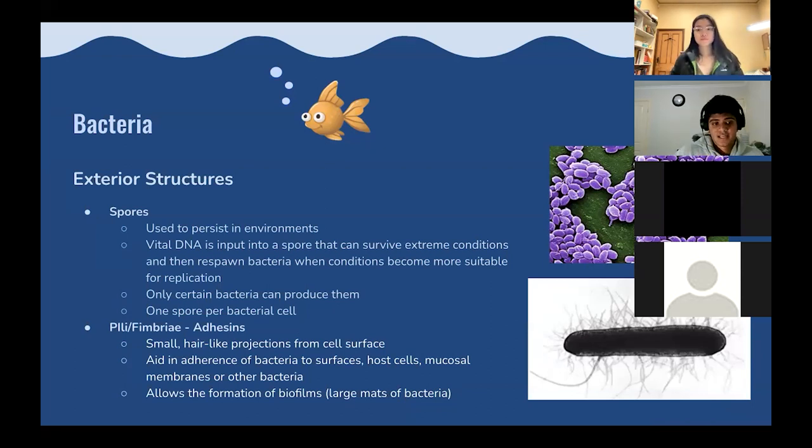Okay. The next one that they have is pili or fimbriae. They are slightly different, but basically what they are is adhesins. So they help them adhere, hence adhesins, to surfaces, other cells, mucosal membranes, etc. And occasionally they allow the formation of biofilms. I think I've seen that in an exam question as well. So maybe keep that in mind, that fimbriae and pili are what allow the formation of biofilms. So that's pretty important.